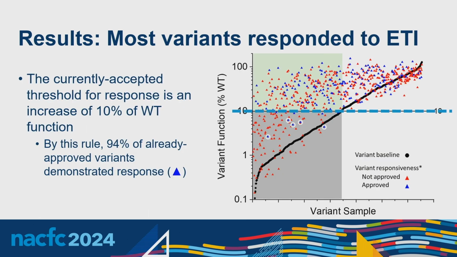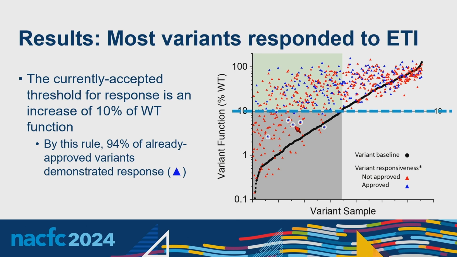As I mentioned earlier, the currently accepted threshold for a response is an increase of 10% of wild-type function. And by this rule, 94% of the already modulator-approved variants that happened to be in this study met that threshold. Again, the black dots are baseline function, and we've put a gray square around the variants that fall under 10% baseline function. So these are likely to be CF-causing variants. And all of the blue triangles are the ETI response in variants that already have modulator approval. You can see that nearly all of the blue triangles are above that 10% threshold.